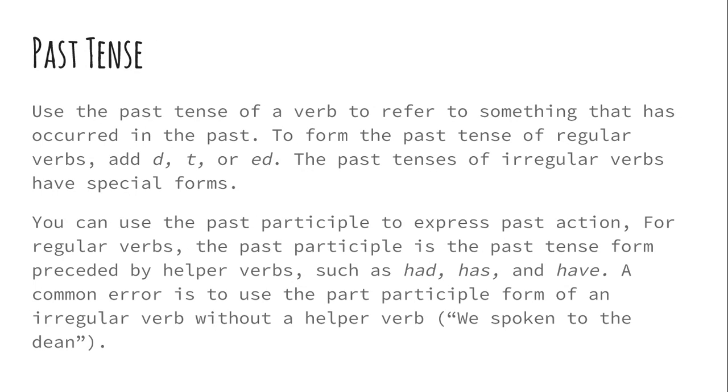Use the past tense of a verb to refer to something that has occurred in the past. To form the past tense of regular verbs, add d, t, or ed. The past tenses of irregular verbs have special forms. You can use the past participle to express past action. For regular verbs, the past participle is the past tense form preceded by helper verbs, such as had, has, and have. A common error is to use the past participle form of an irregular verb without a helping verb. So, for example, we spoken to the dean is incorrect. You need to use we have spoken to the dean or we had spoken to the dean.